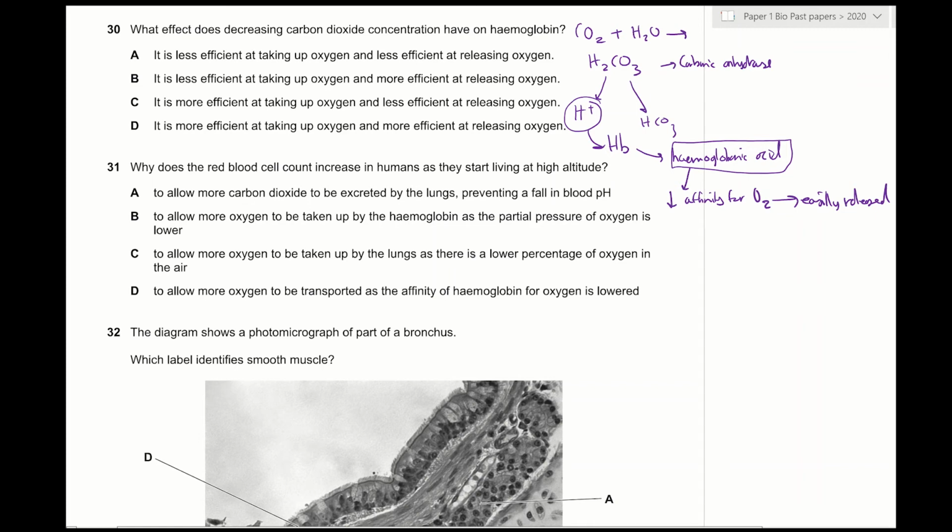A. It is less efficient at taking up oxygen and less efficient at releasing oxygen. Here we're looking at decreasing factors. This is incorrect. It's actually more efficient at taking up oxygen because it has a higher affinity. And then, less efficient at releasing oxygen. This is correct because there is less concentration of hydrogen ions, making it less efficient at releasing oxygen. Therefore, the answer is going to be C.